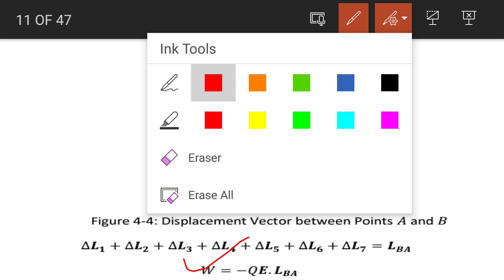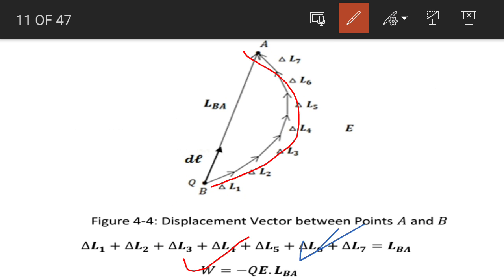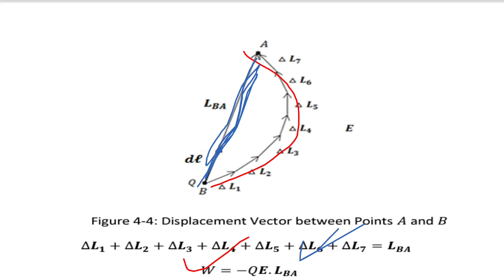And if you focus on this particular equation, then you see the straight line is involved in it. So this means that if you want to find out the total energy which is required to move a charge of Q Coulomb from the initial position B to the final position A, we can select any path. This is the conclusion. We can select any path between these two points. We can select a zigzag path, a straight line, or a circular path. So we can select any path for the calculation of the total energy required to move a charge of Q Coulomb from the initial position B to the final position A.